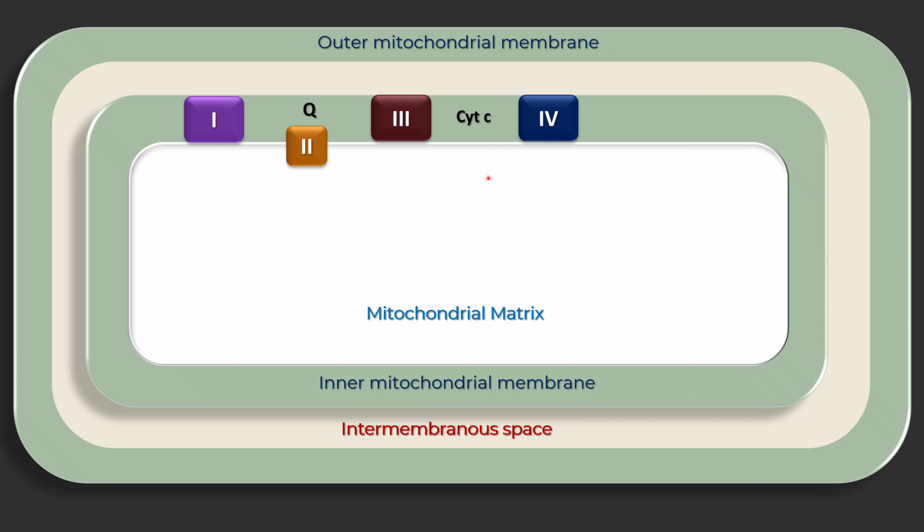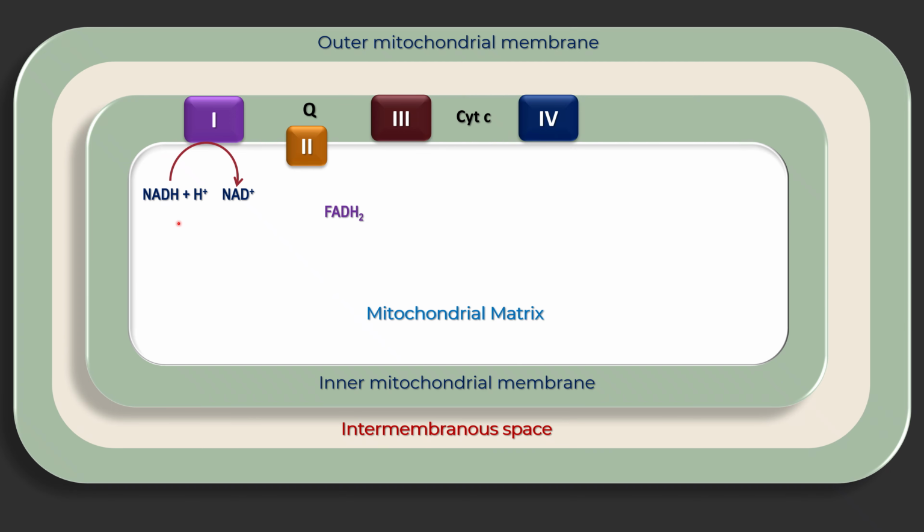As a result of metabolism, whether it is carbohydrate metabolism or lipid metabolism, they generate reducing equivalents or electron-rich coenzymes. They are called NADH plus H plus and FADH2. In the citric acid cycle and beta oxidation, they are generated within the mitochondrial matrix, whereas in glycolysis, they are generated in the cytoplasm and transported across to the mitochondrial matrix.